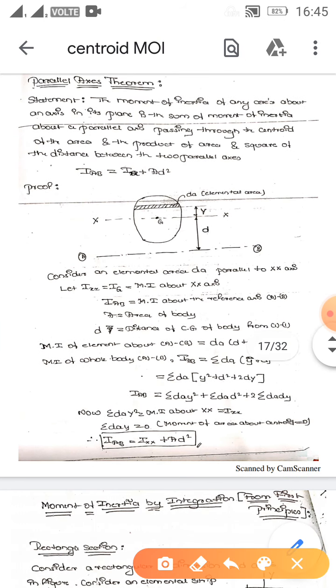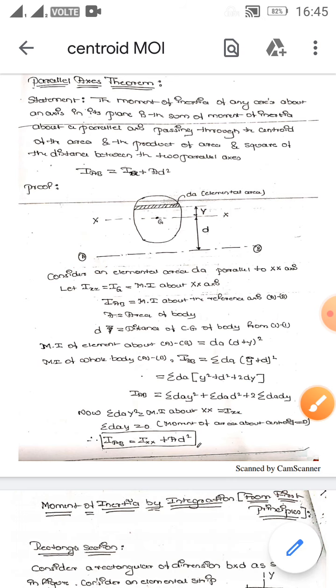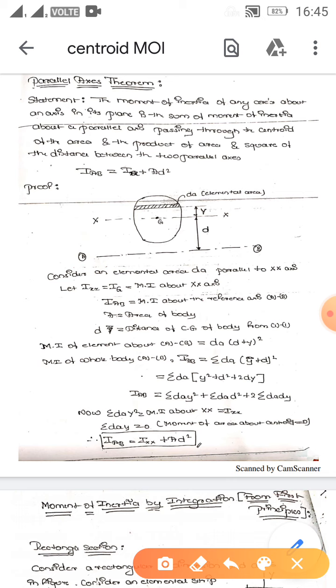So there is a small strip of dA. Just have a look, this sketch has been highlighted over there, which is given as dA. The element has been noted down as dA. So consider an element area dA parallel to the XX axis. That XX axis is along the centroidal axis. Let Ixx be the moment of inertia of the element along its centroidal axis. We call it the centroidal axis because it is passing from the centroid.